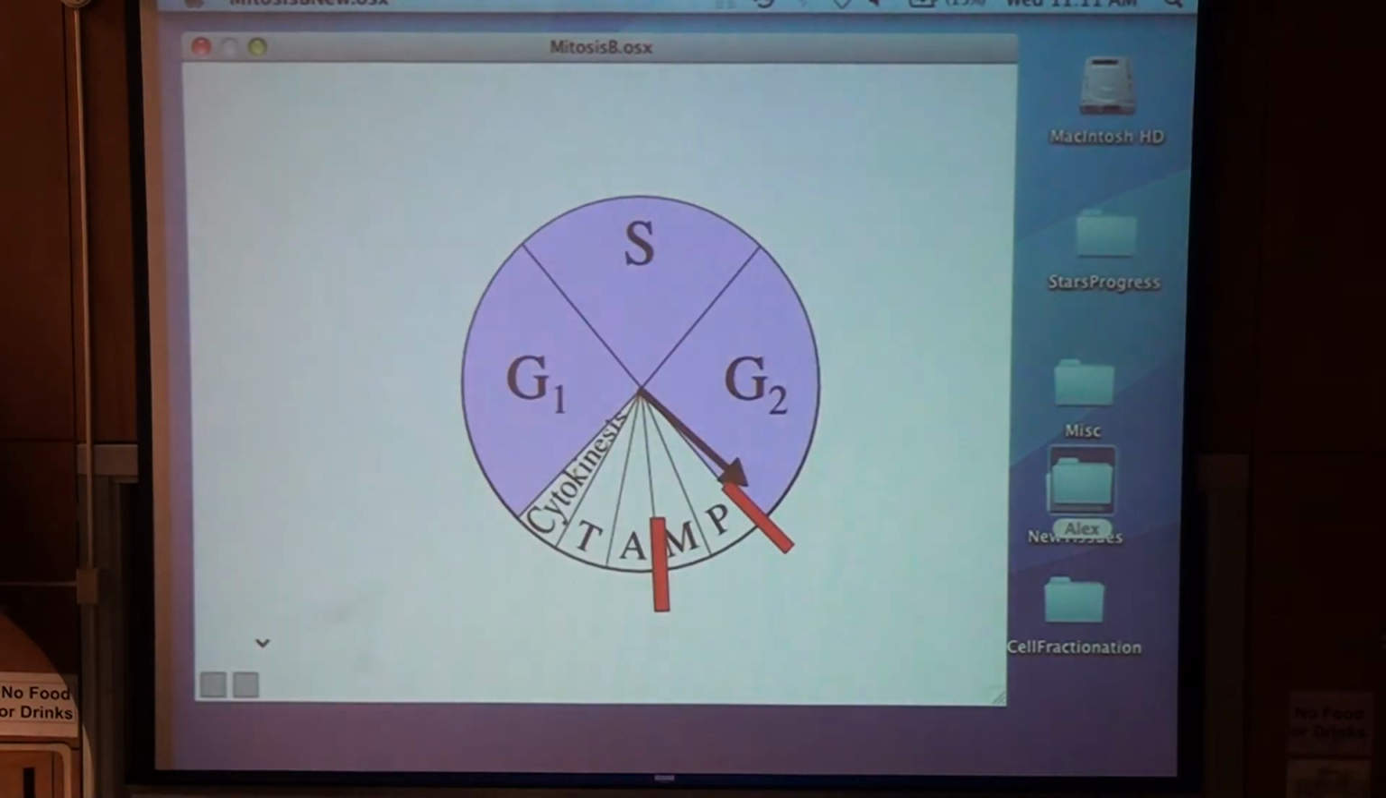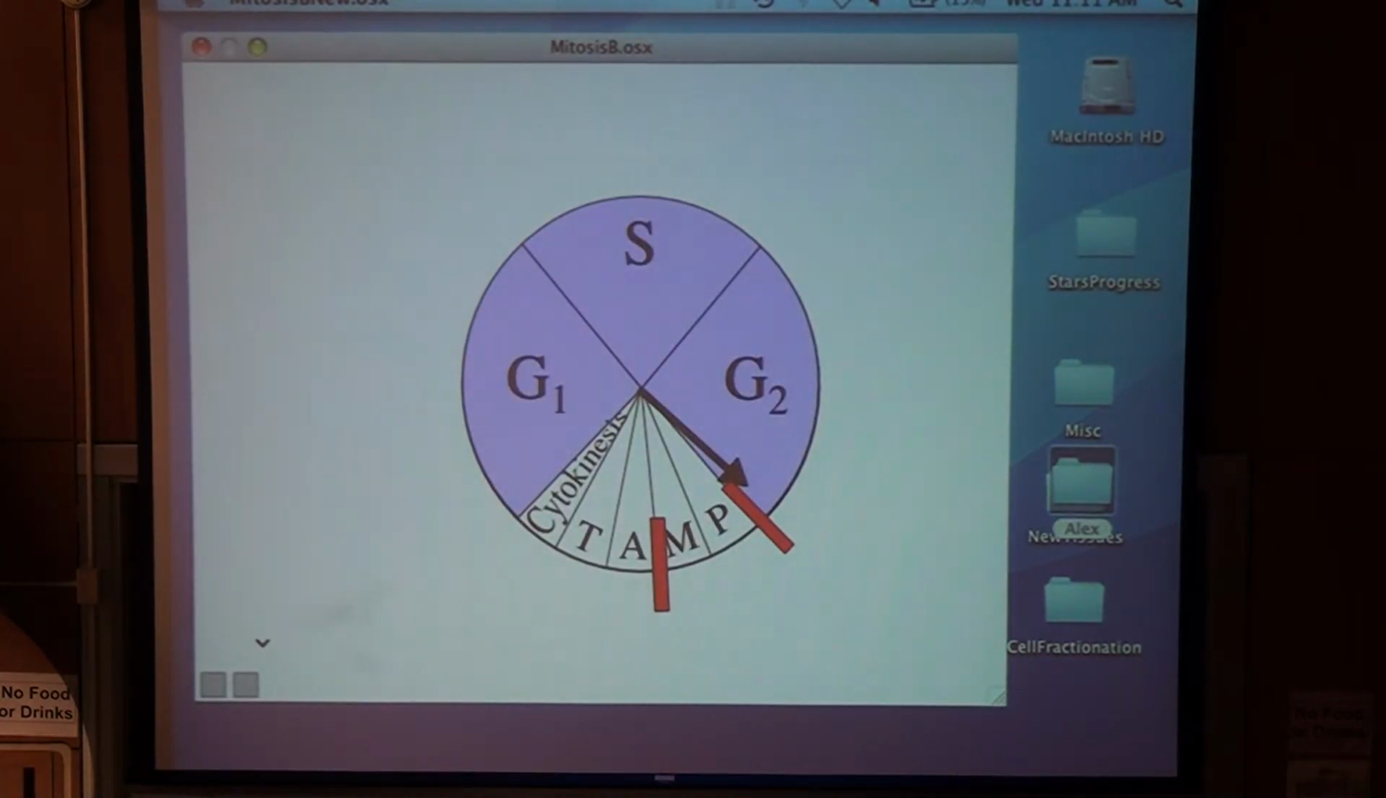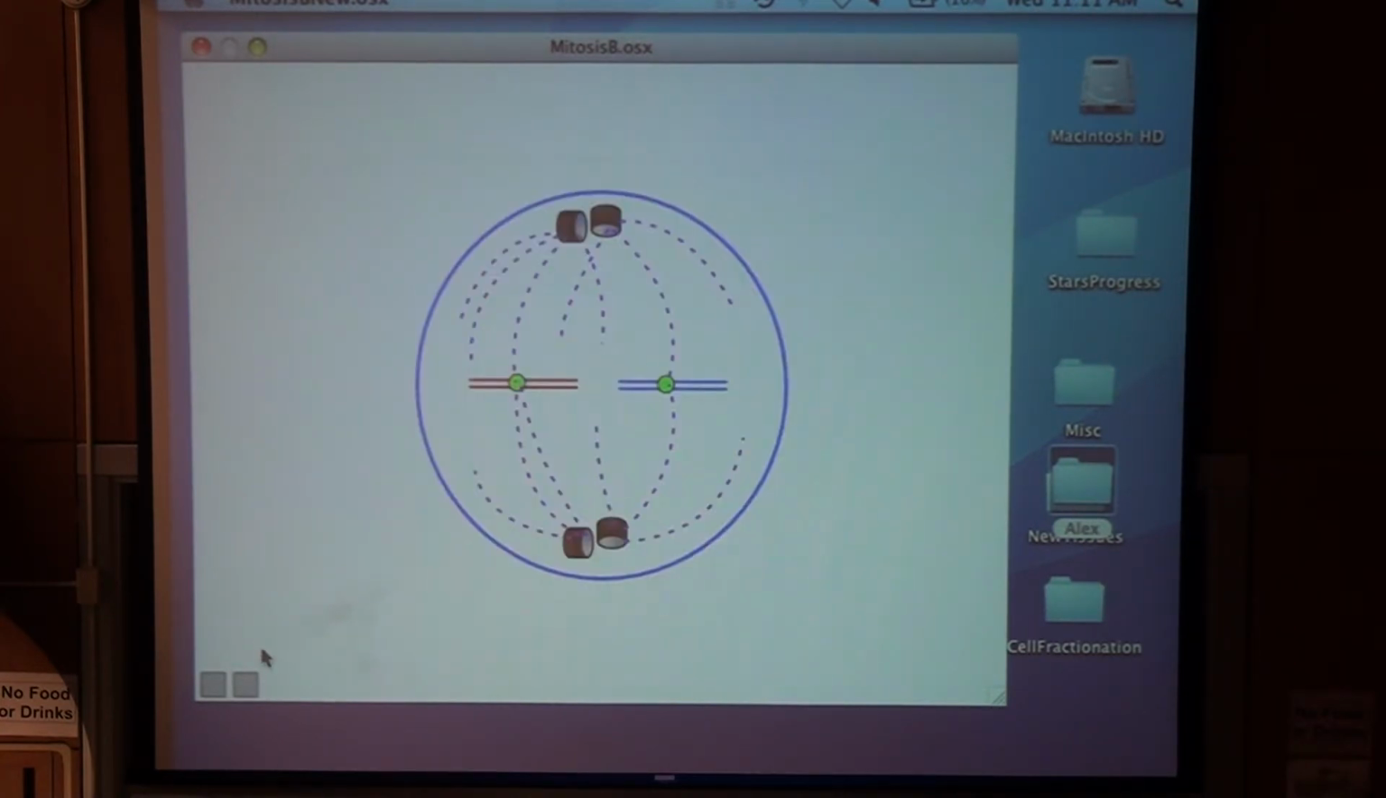All right, and if the chromosomes are duplicated and the DNA damage is repaired, then the cell moves past the G2 checkpoint and enters prophase and then metaphase. The checkpoint at the end of metaphase verifies that the spindle is properly attached to all the chromosomes.